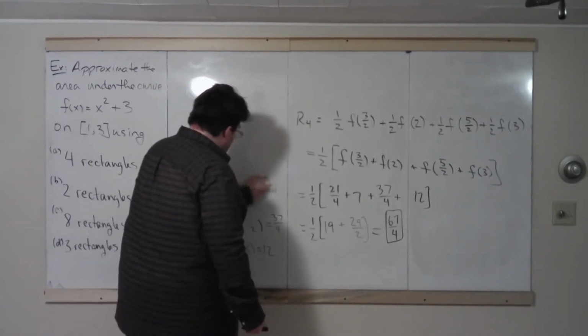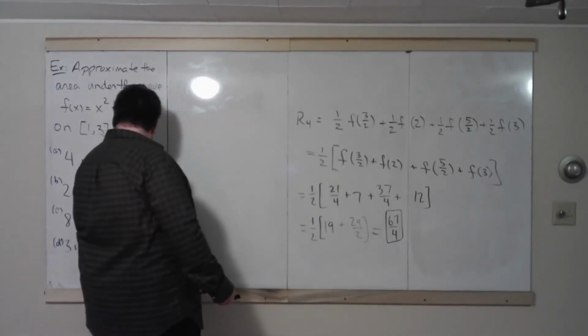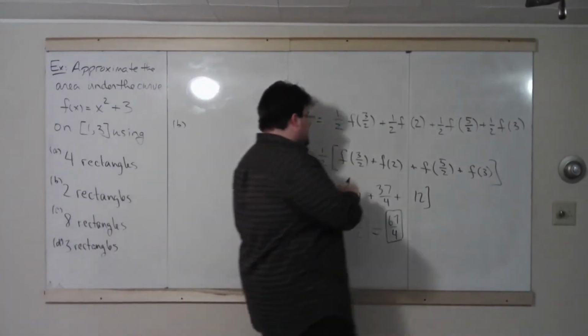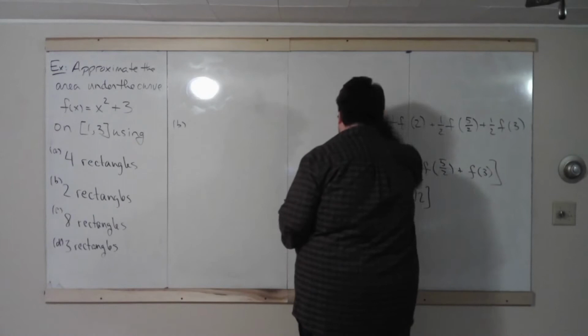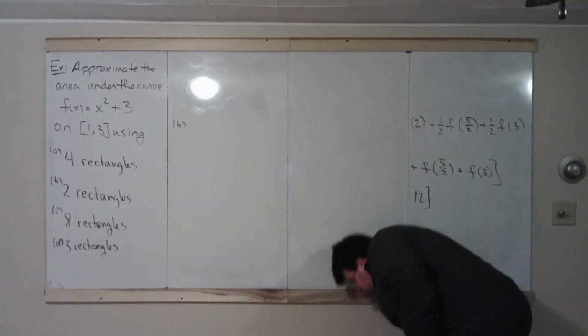So let's now do part B with 2 rectangles. Why did I put that second? Well, the first things we talked about, we used 4 rectangles, so I figured let's do all 4 rectangles first.